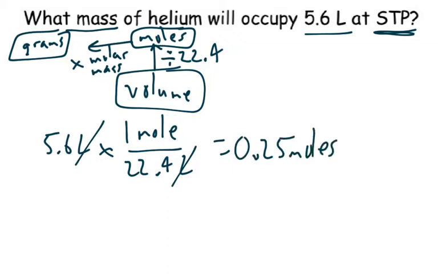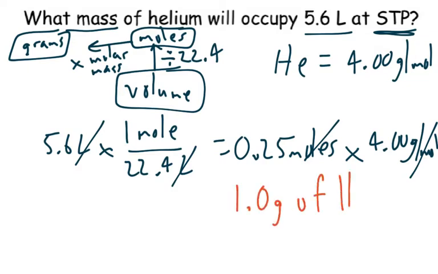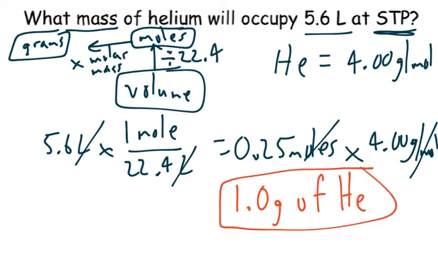But we're not done. We've got to go from moles to grams. When you look at the periodic table, the molar mass of helium is 4.00 grams per mole. So according to the flow chart, all we have to do is multiply by the molar mass of helium, which will cause the moles to cancel. When you multiply 0.25 times 4, you get 1, and to show 2 significant figures we put 1.0, and it'll be grams of helium. So this was another 2-step problem, from volume to moles and from moles to grams.